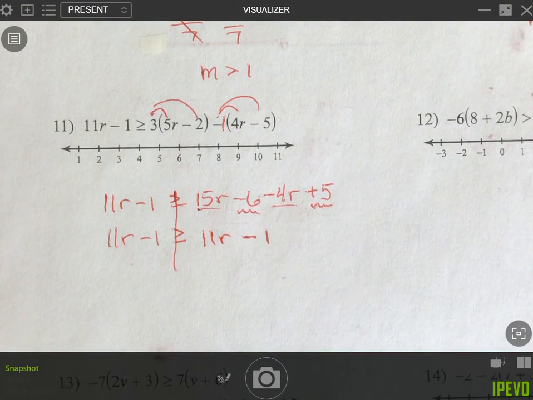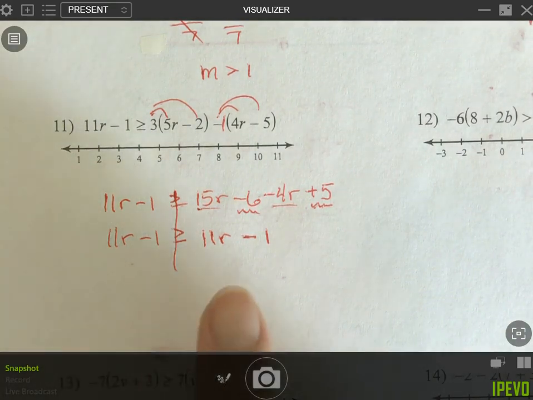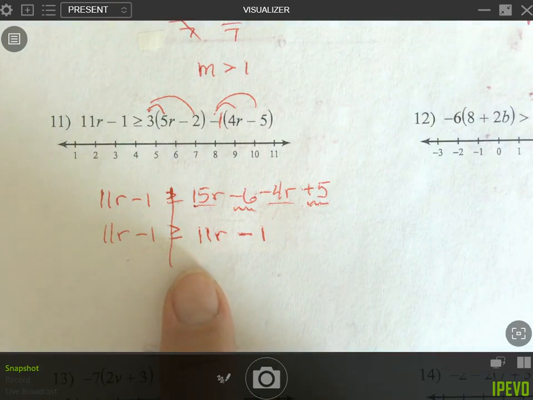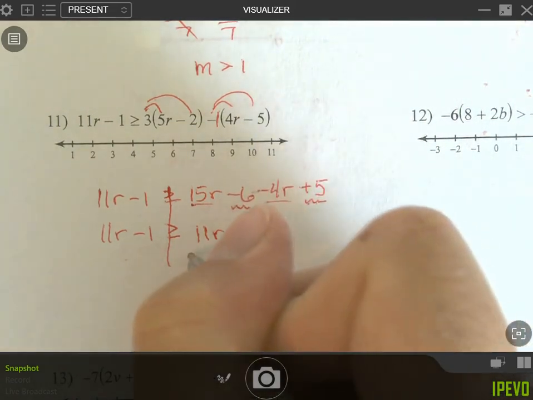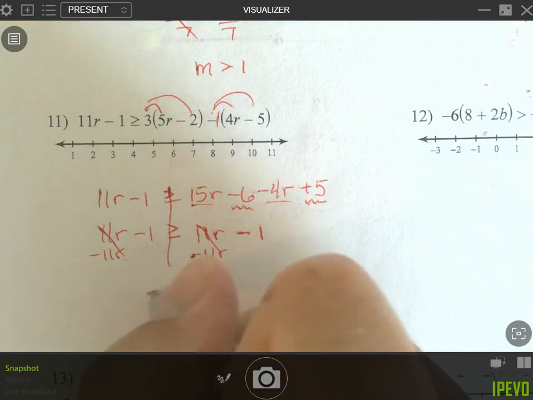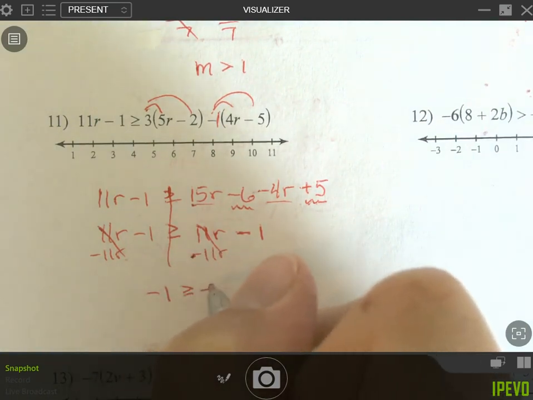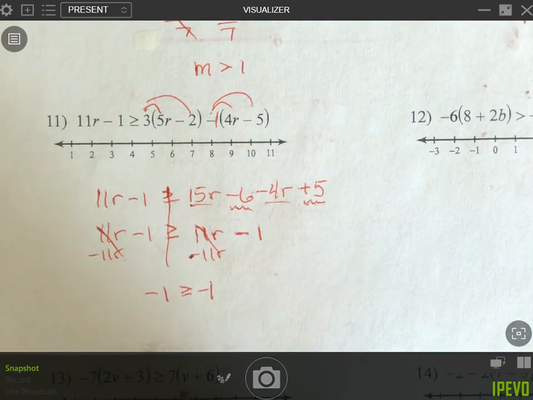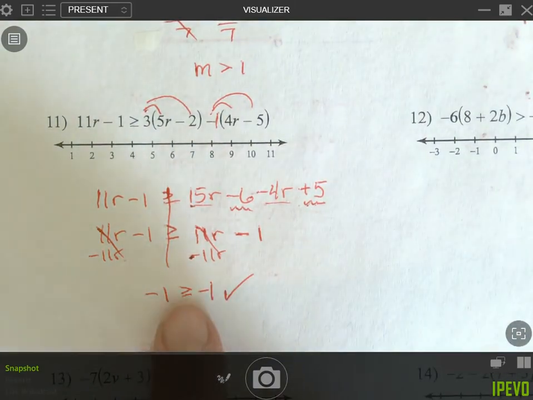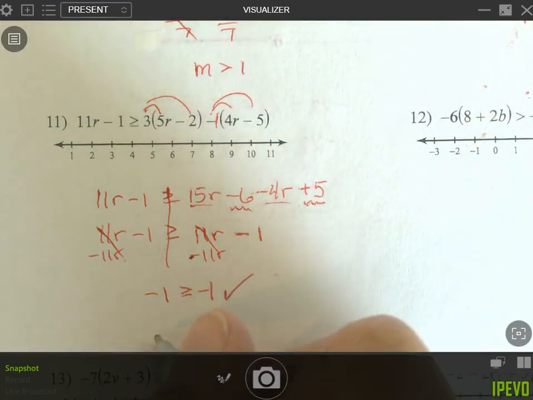Okay, now what should we do? Anyone see anything right here? They're the same. 11r minus 1 will always be equal to 11r minus 1, and this says greater than or equal to. So I'm actually going to get all real solutions, but let's say we didn't catch that. If I move my r to one side, do you see that that cancels and I get negative 1 is greater than or equal to negative 1? And because it can be greater than or equal to, this will always be true. If I didn't have an equal to sign, it'd be false. So this would be all real solutions.